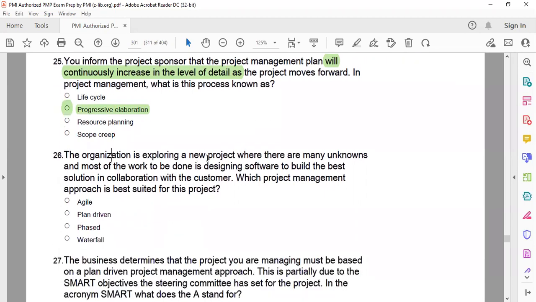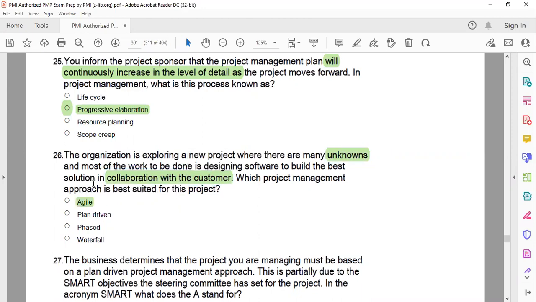The organization is exploring a new project where there are many unknowns, and most of the work to be done is designing software to build the best solution in collaboration with the customer. You find your keywords. Which project management approach is best? And answer is very easy, right? Majority of you have already answered. And look, there are two ways. I gave you the keywords unknown and collaboration. It's 100% agile. That's correct.